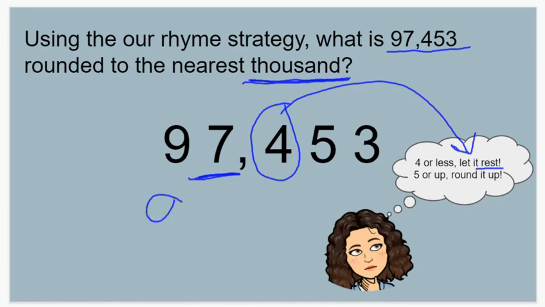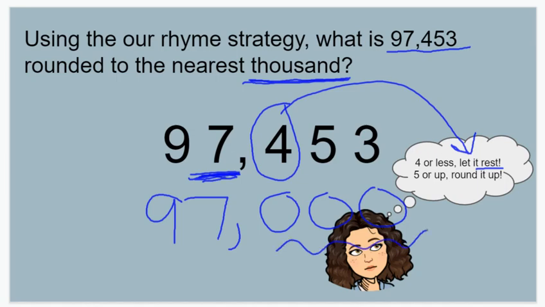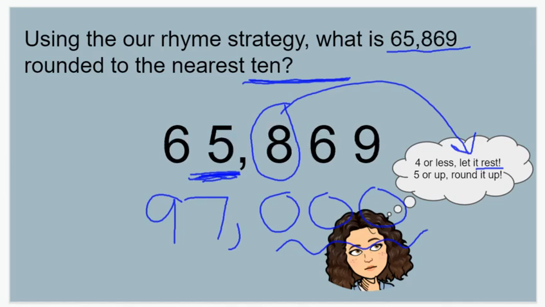So my number, 97,453, will round to 97,000 because the 7 was left alone and it was let to rest. All of the numbers after the place value I underlined have turned to zeros. This is one way we can round using our rhyming strategy. Let's try another one.